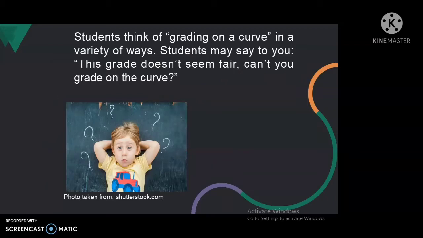Students may say to you, "This grade doesn't seem fair. Can't you grade on the curve?" A good strategy for answering this is to ask students what they mean by curve. Typically, they don't mean a normal curve, since that would assign a preset percentage of them to D's and F's. Rather, they are saying that you seem to have given too few A's and too many C's, and you should award more B's and A's to even out the grades.